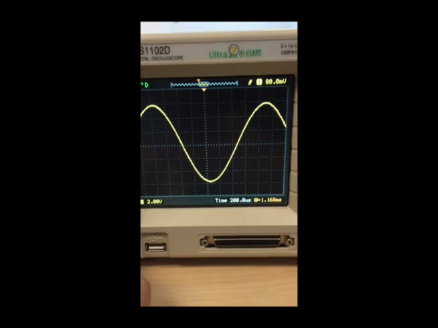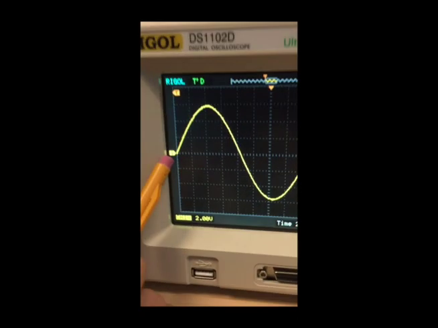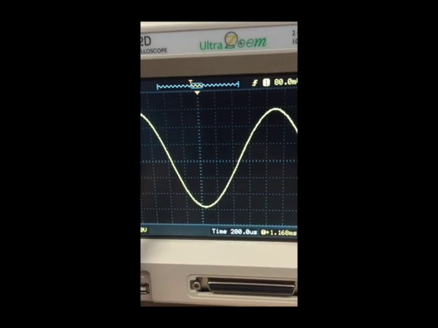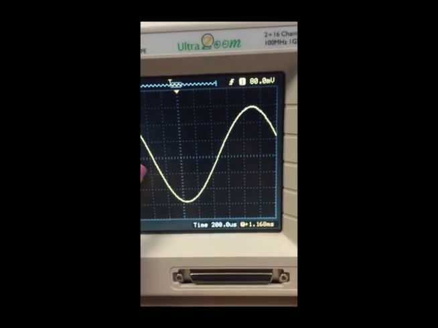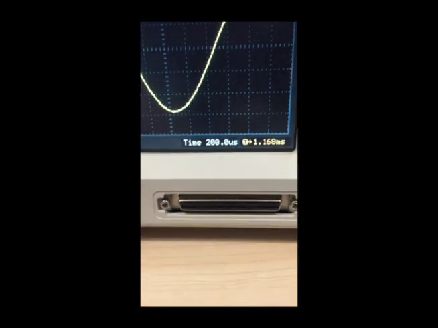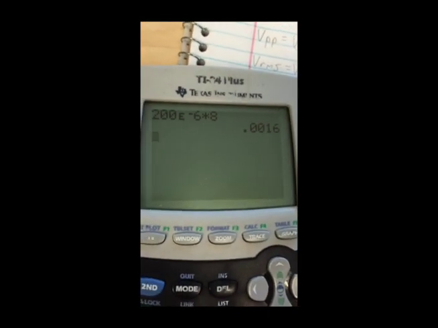Alright, to measure the period of a wave, what you're going to do is count the amount of squares it takes for one cycle to complete. So here, it takes about 8 squares. So what you do then is you multiply 8 by the amount of time, and that should give you about 1.6 milliseconds.